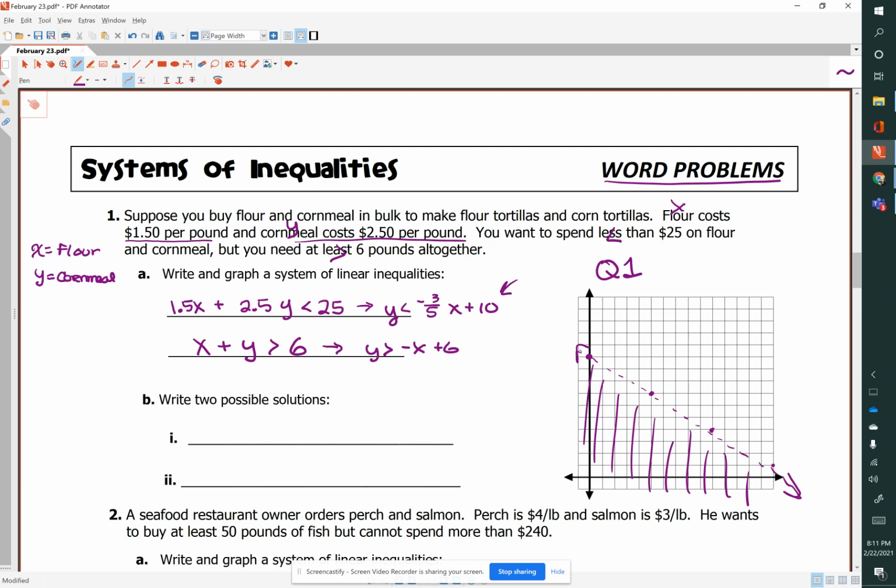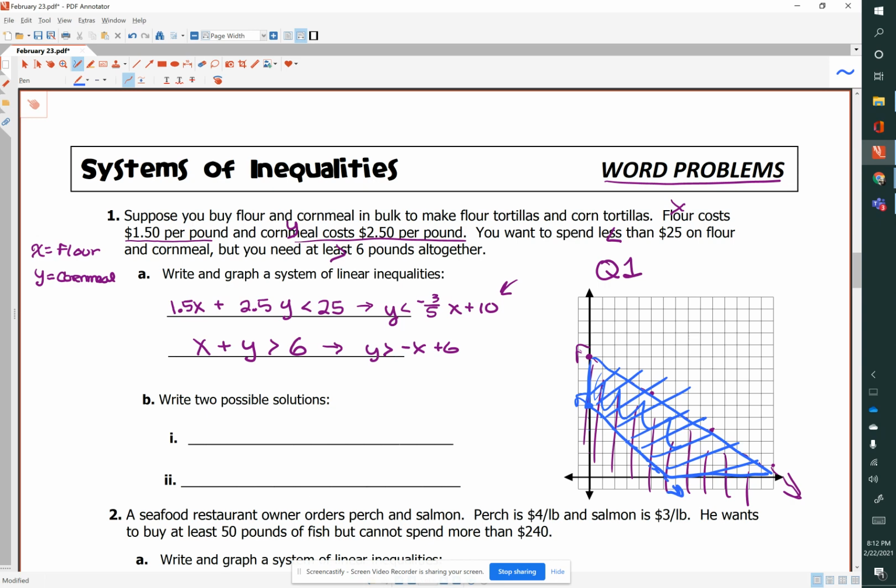And then for our second inequality, let's change our color. We have a y-intercept of 6 and a slope of negative 1. That should be a dotted line. And this time we shade above the line. So here is our solution. It's a defined area. It is not an infinite solution. It's this area in here.